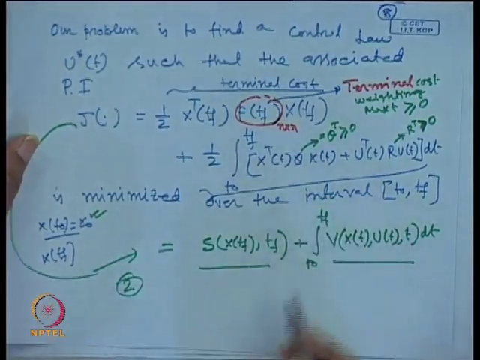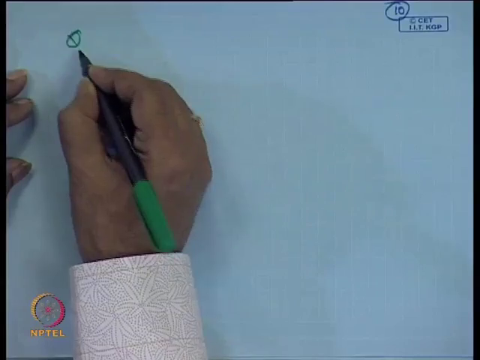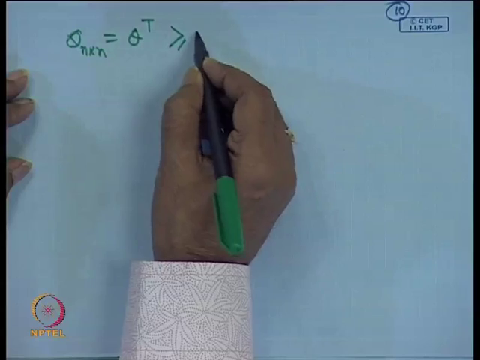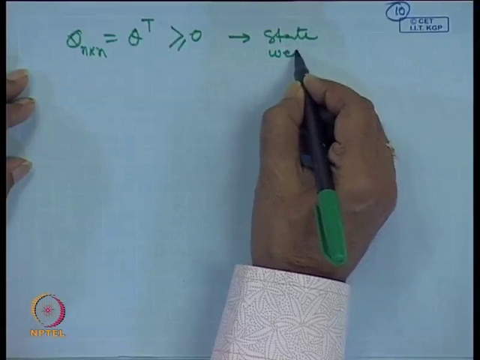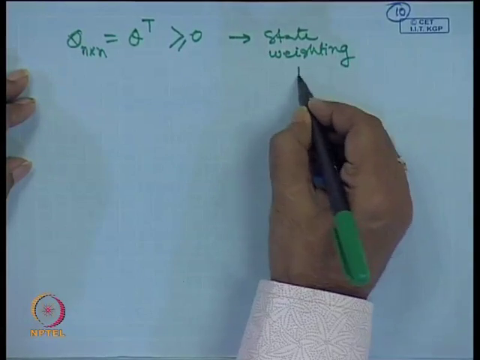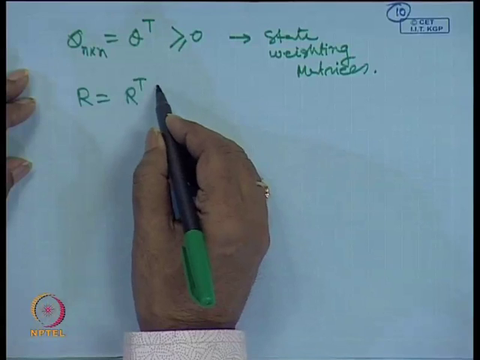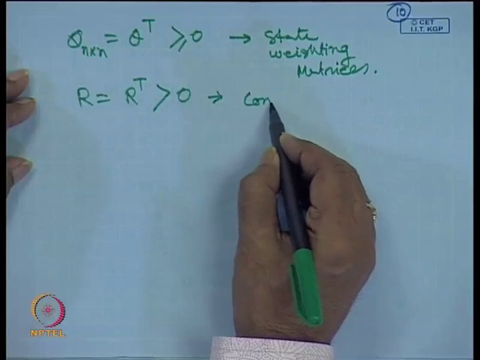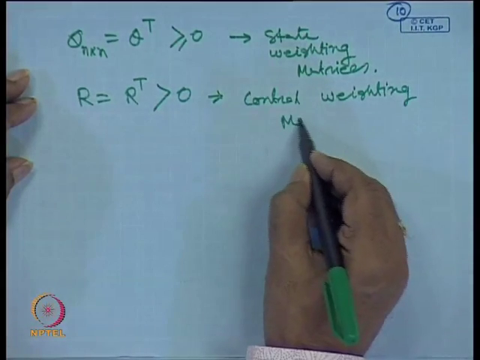Now, the physical significance of this weighting matrix: Q is called the state weighting matrix, whose dimension is n cross n. Q equals Q transpose, and it is a positive semi definite matrix. Then R equals R transpose, which is greater than 0, positive definite, and it is called the control weighting matrix.